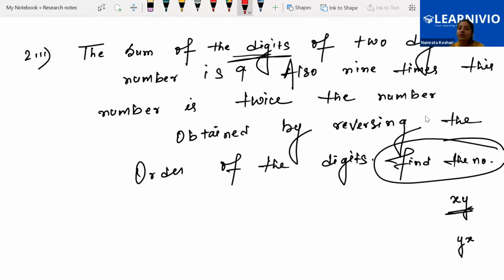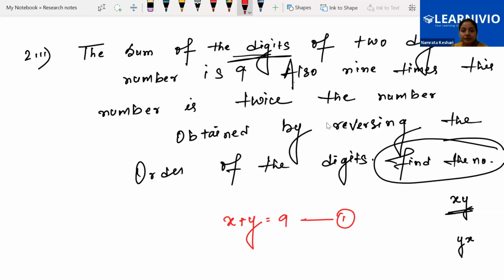So for the sum of the digits, can you tell me what will be the first equation? That is very simple. X plus y is equal to 9. Perfect. That's it. This is our equation number 1. So far, is it clear?